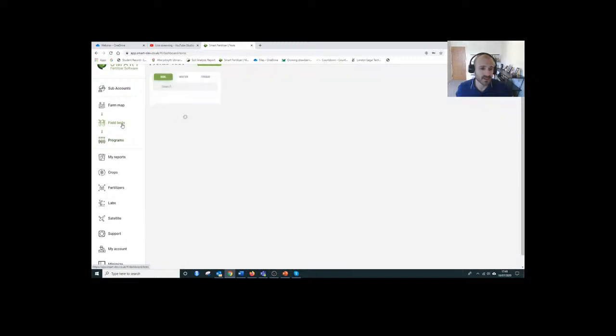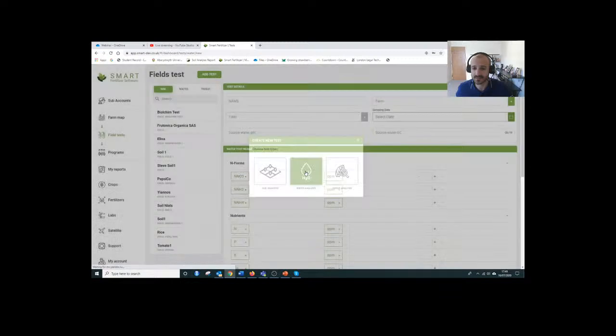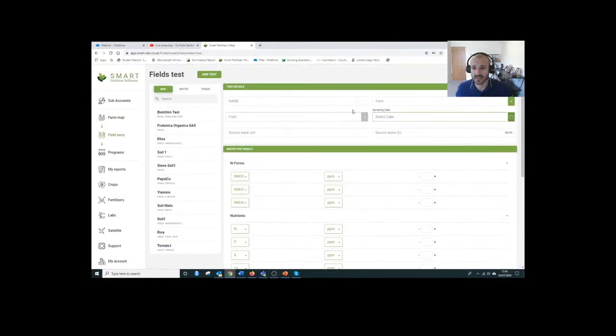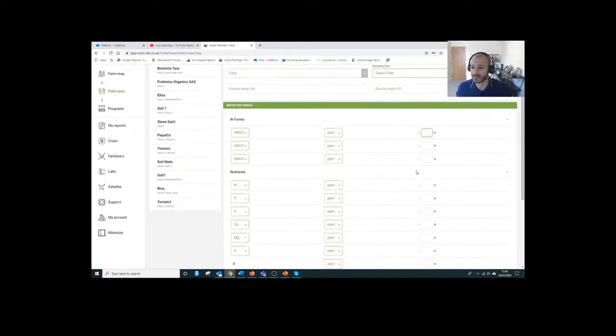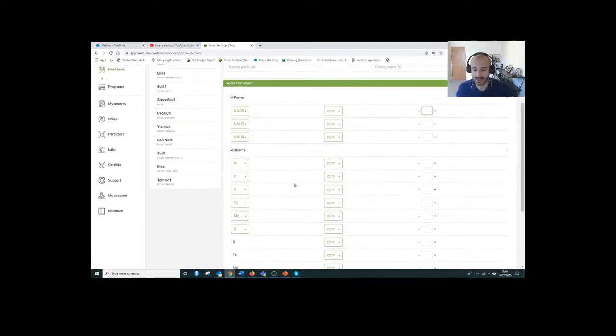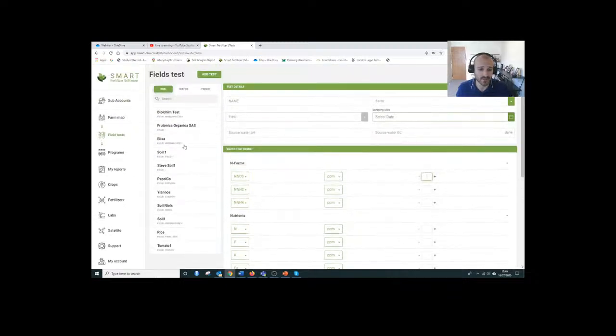As you can see here, you can also add a water test. You can create a water test, and apart from the sampling date, field, and name, you can add the amount of nutrients that your water source has. So nitrogen from nitrates, nitrogen from the amine group, ammonium, etc. This is the total nitrogen, P, K, and all the micronutrients as well. You save it. I already created some water tests, as you can see.